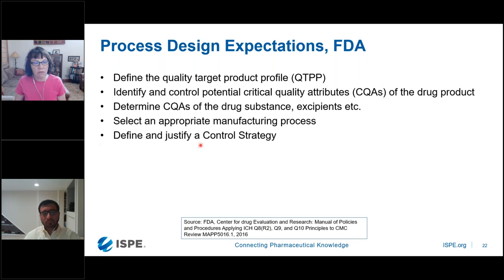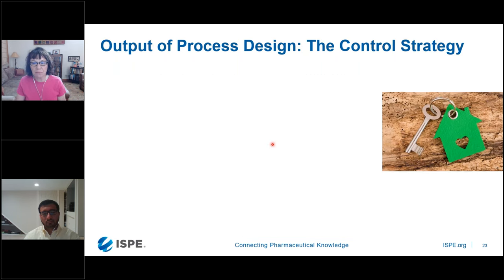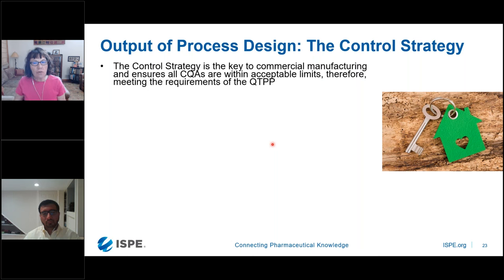Now let's talk a little bit more in detail about the control strategy. The control strategy is the key to commercial manufacturing and ensures all CQAs are within acceptable limits, therefore meeting the requirements of the QTPP, quality target product profile. Because we start with a quality target product profile, we identify the CQAs that we will measure to ensure we meet the quality target product profile. The control strategy is key.